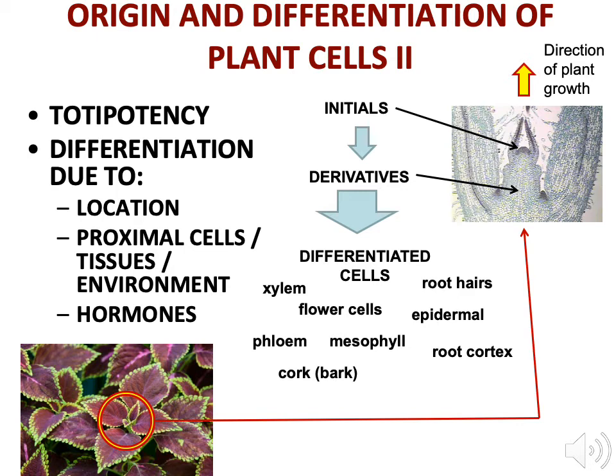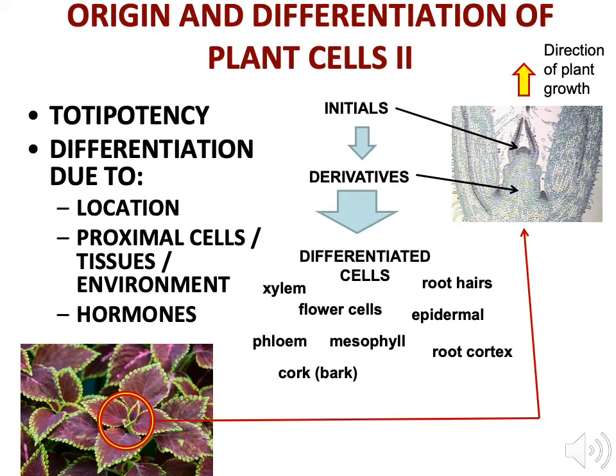unique differentiation of cells. And then finally, plants do produce hormones, and those hormones are commonly called plant growth substances, and they can actually influence the development of a derivative into some mature cell type.